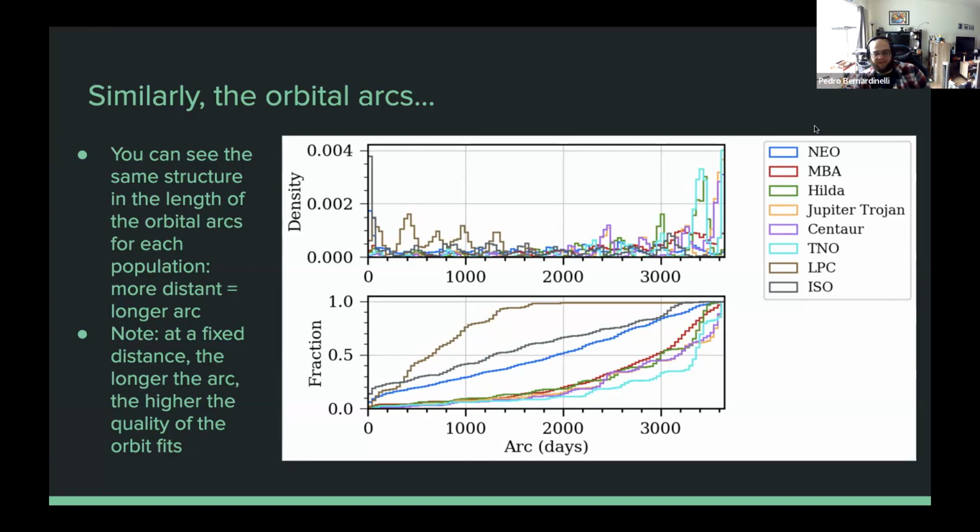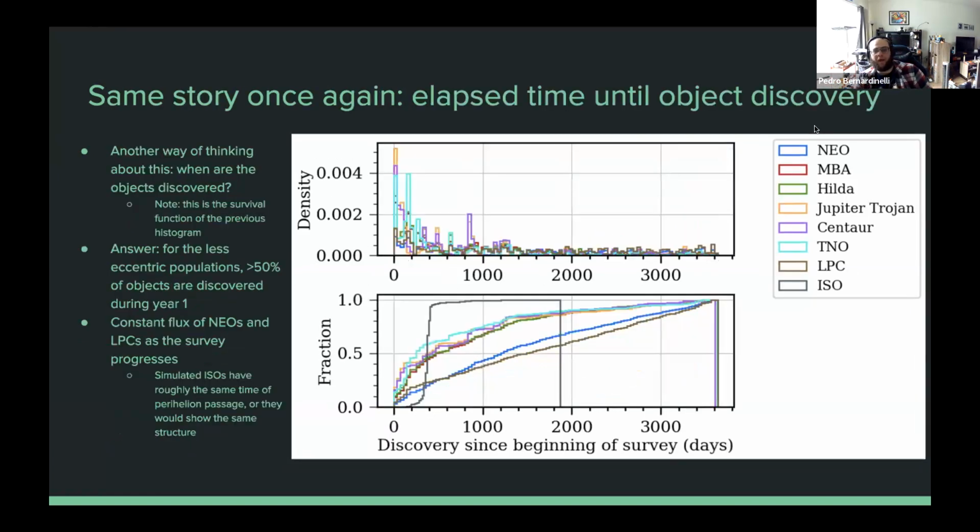One other way of seeing this is the following plot, where this is the date when each object gets discovered. So it's essentially the survival function of the previous histogram, well, one way of thinking about it. If you look at the NEO and the LPC curves, they are basically constant as a function of time. But the other populations jump and then flatten out. One extra detail here is that our ISOs have roughly the same time of perihelion passage. That's why, about a year after the survey starts, you have a bunch of discoveries and then it flattens out. That's when we chose the time of perihelion for these objects.